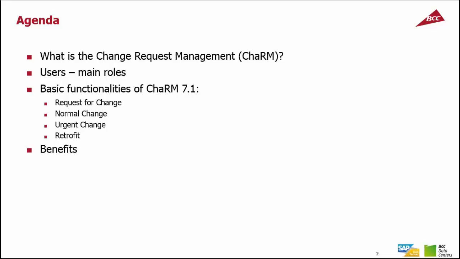Then I will introduce the basic user roles such as requester, change manager, tester, developer, IT operator, and change advisory board. Another element I will take into account will be the basic functionality of CHARM in version 7.1, such as request for change, normal change, urgent change, and retrofit. At the end of the presentation, I will introduce the benefits of using change request management.